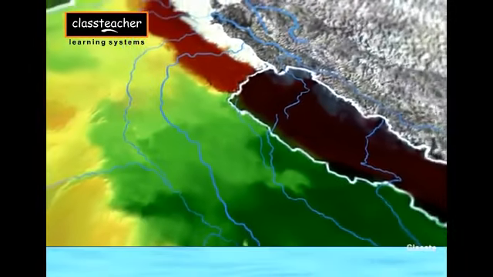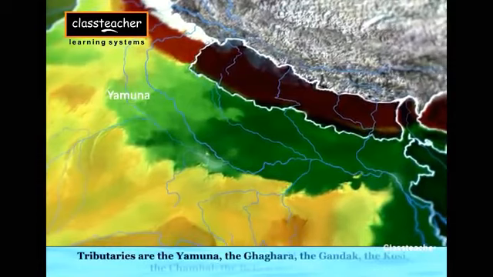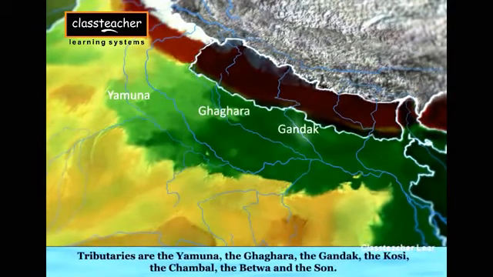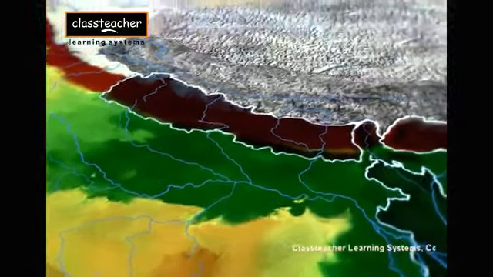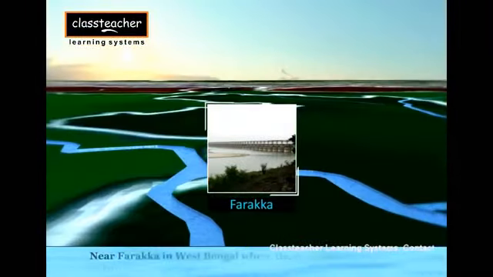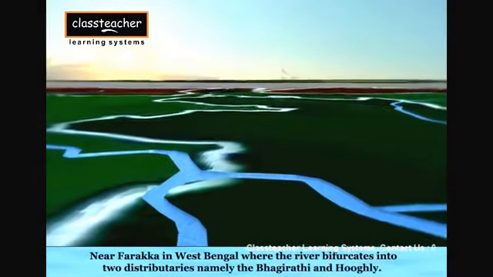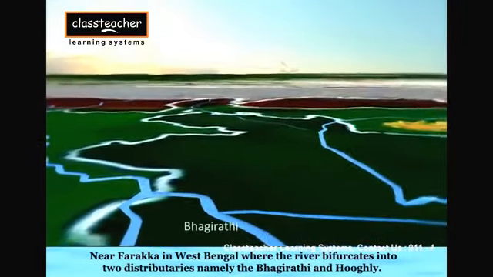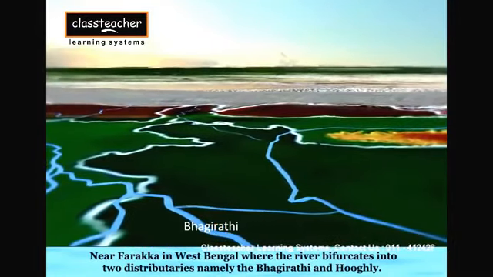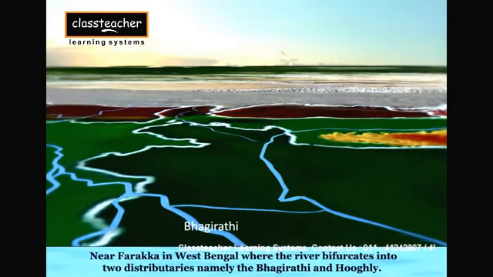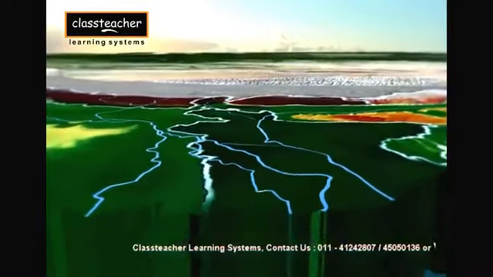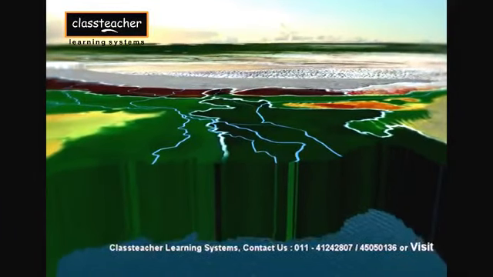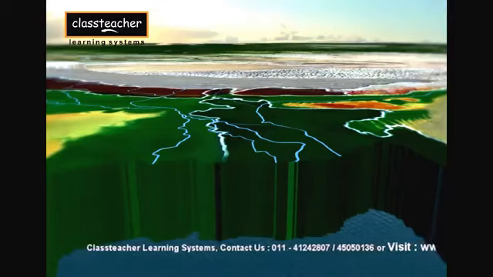Then it is joined by many tributaries such as the Yamuna, the Ghagra, the Gandak, the Kosi, the Chambal, the Betwa and the Son. It flows eastward till Farakka in West Bengal, where the river bifurcates into two distributaries, namely the Bhagirathi, and another which flows southwards into Bangladesh and is joined by the Brahmaputra river. It is known as Meghna, and the Bhagirathi flows through the deltaic plains to the Bay of Bengal.